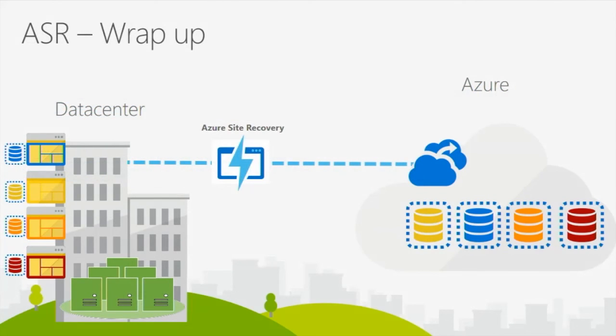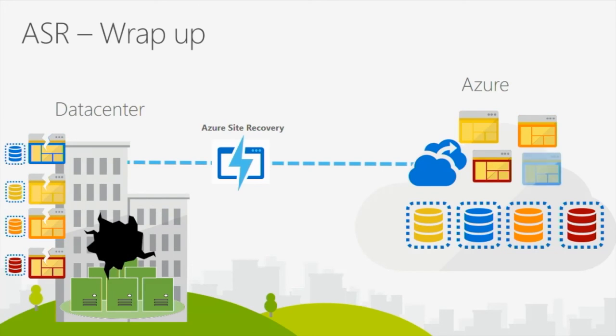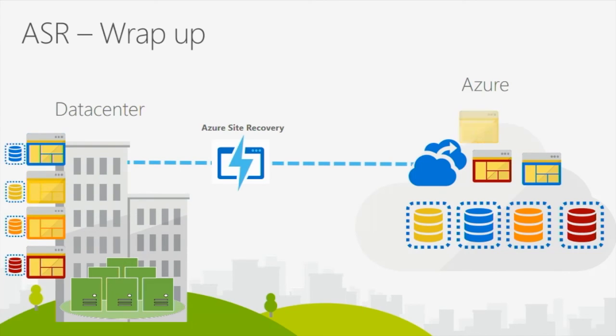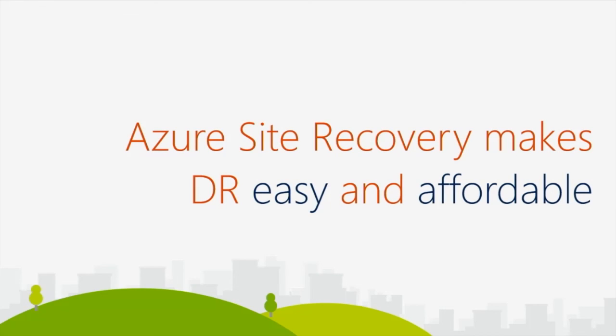But just to recap. In the session, I've shown you how with a bit of planning, we can use ASR to protect our on-premise workloads to Azure. We can run them in Azure in a DR situation. And when we've recovered from that DR situation, we can replicate them back to our on-premises infrastructure, so they're not stuck in Azure forever. If there's one thing that I want you to take away from this session today, it's this: Azure Site Recovery makes DR easy and affordable.